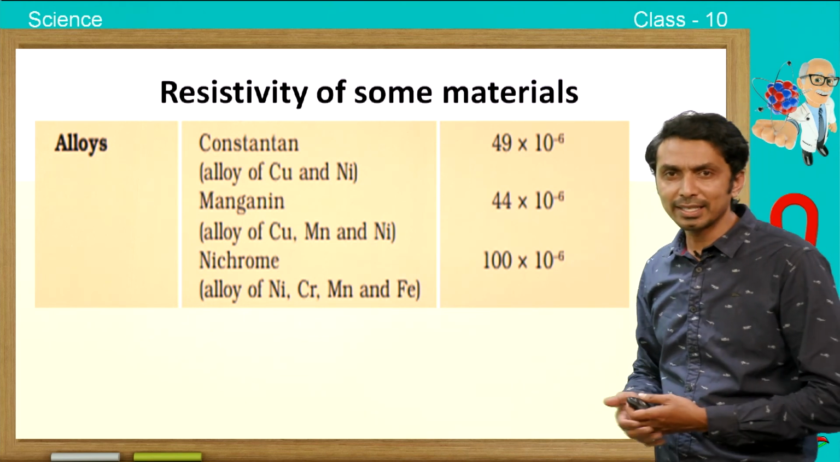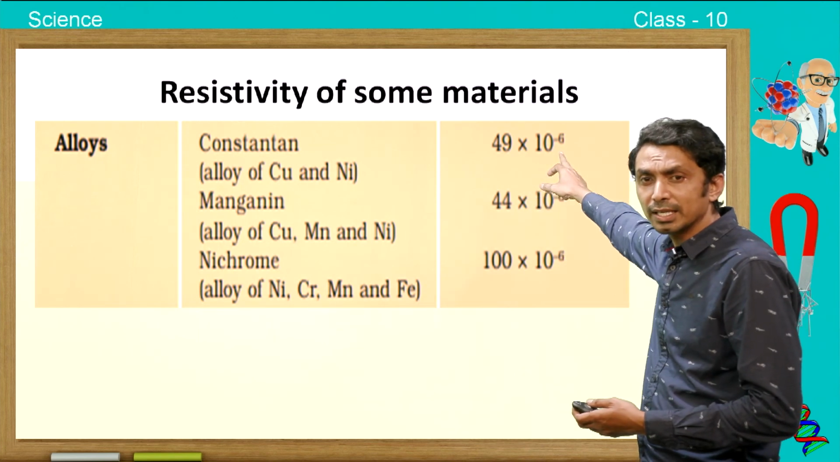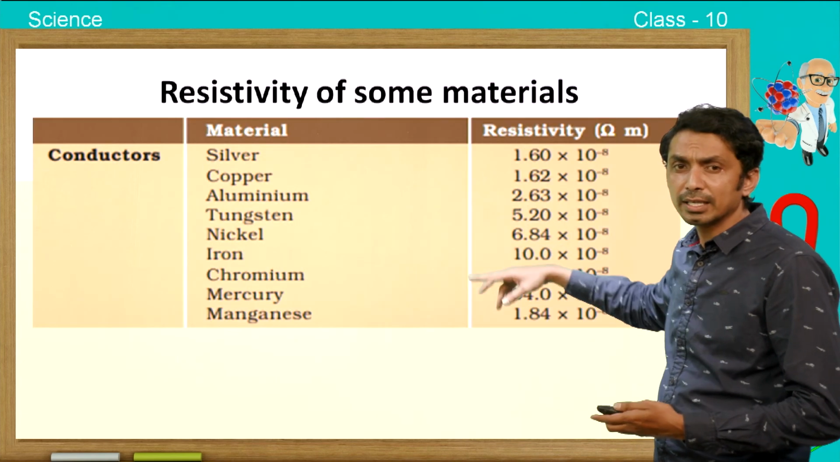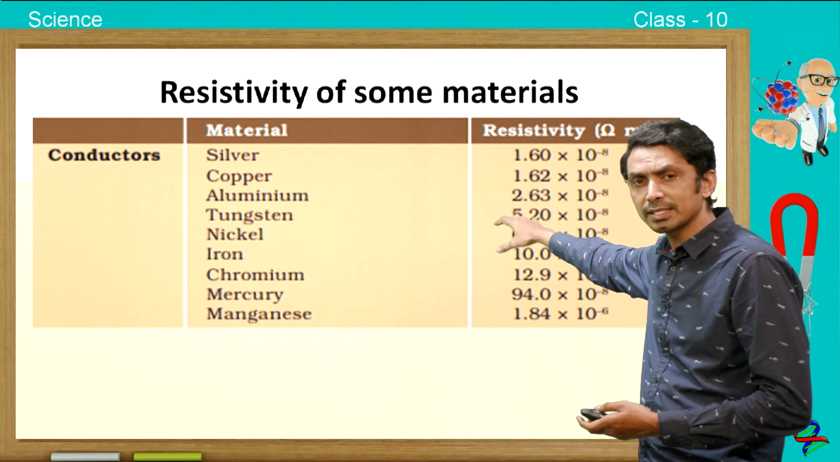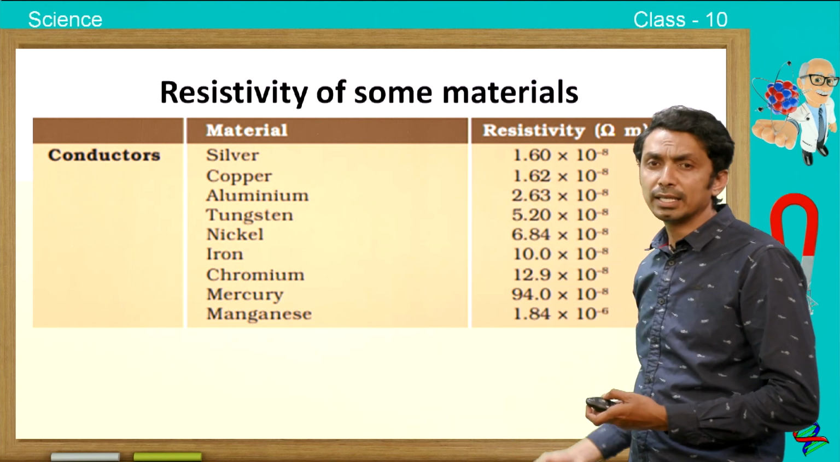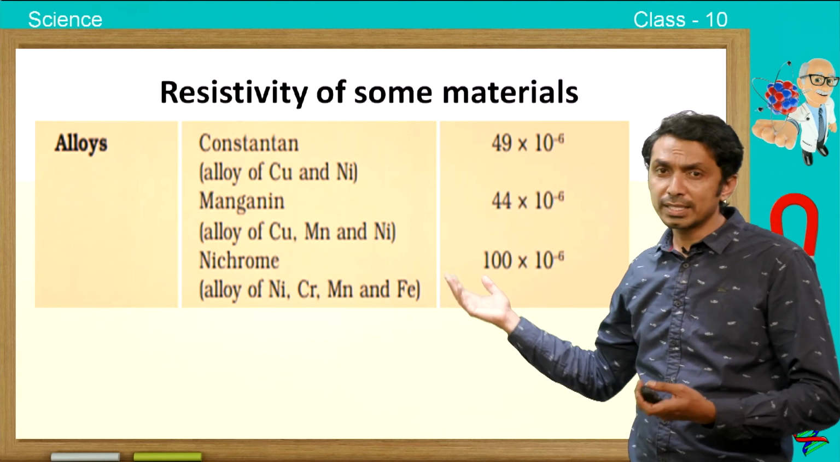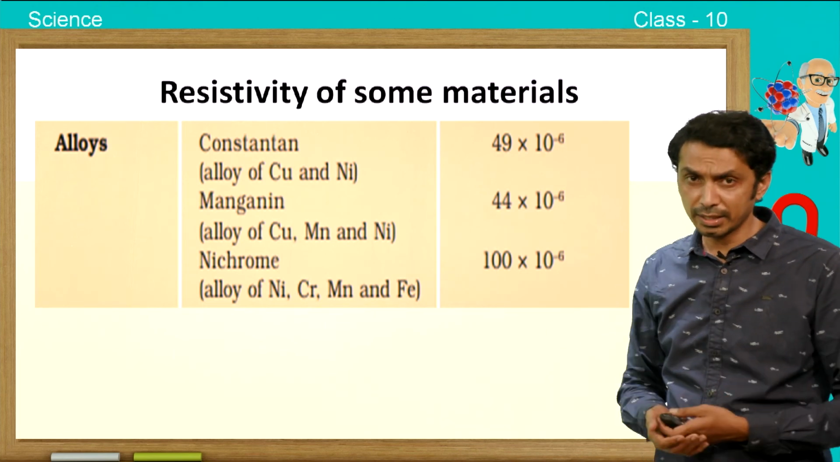Yes, you are right. It is the alloys which are having more resistivity, because here it is only 10 to the power of minus 6, whereas in conductors it was 10 to the power of minus 8. That means it was very less. That is why conductors, they allow more electric current than these alloys. So we can say alloys have a little bit higher resistance than conductor.